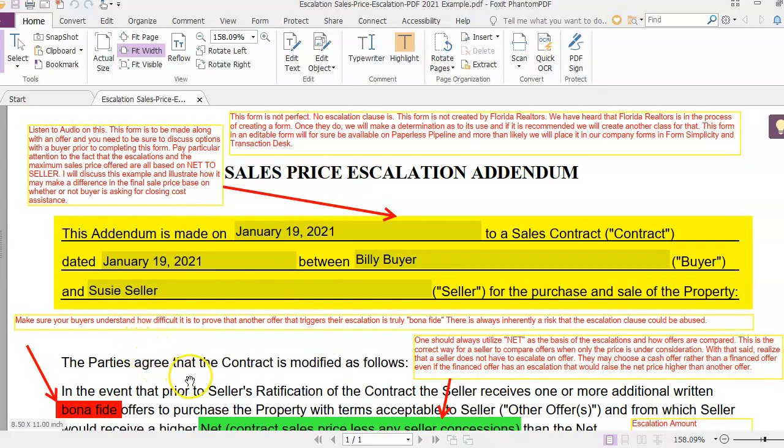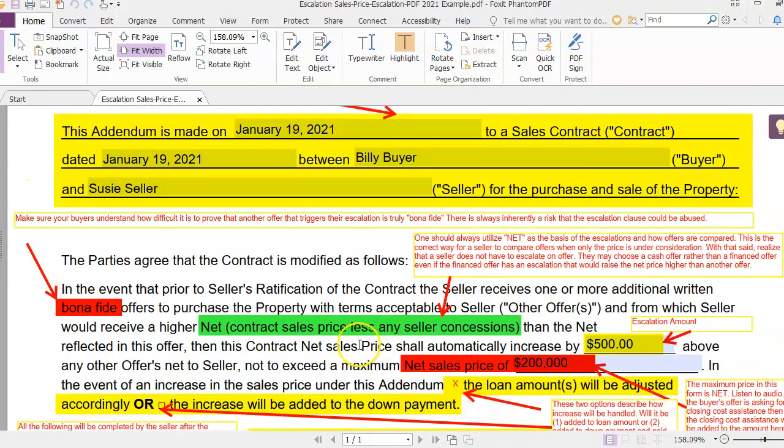Let's read this first paragraph. The parties agree the contract is modified as follows. In the event that prior to seller's ratification of the contract, the seller receives one or more additional written bona fide offers. Now, what do I note up here? Make sure your buyers understand how difficult this is going to be. I've seen a lot of chatter on the social media pages about how do you know that it's really an offer? Well, you don't. There's huge risk here.